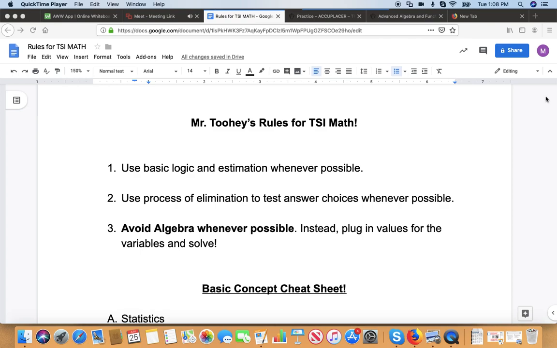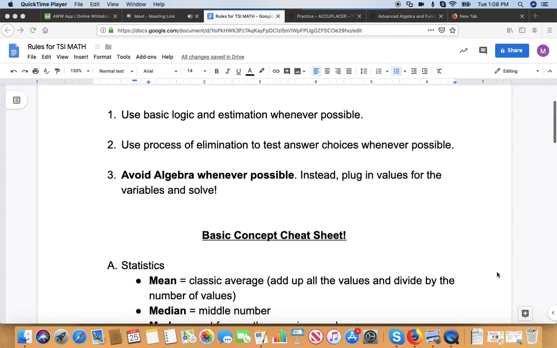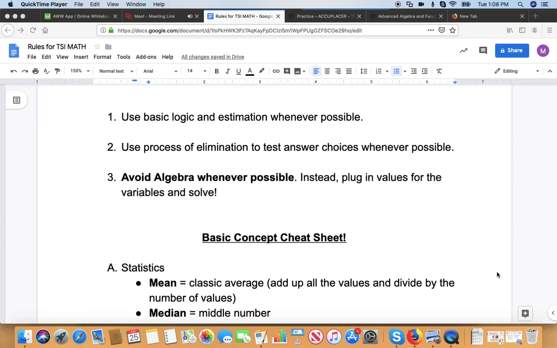So Jackson's joining me today. Again, I would love it, Jackson, if you could read for me rule number 3 on my rules for TSI Math. Loud and proud, please, buddy. Rule 3: Avoid algebra whenever possible. Okay, keep reading. For variables and solve.